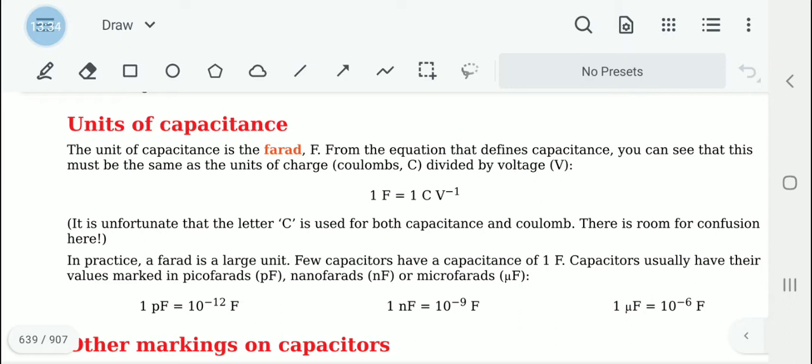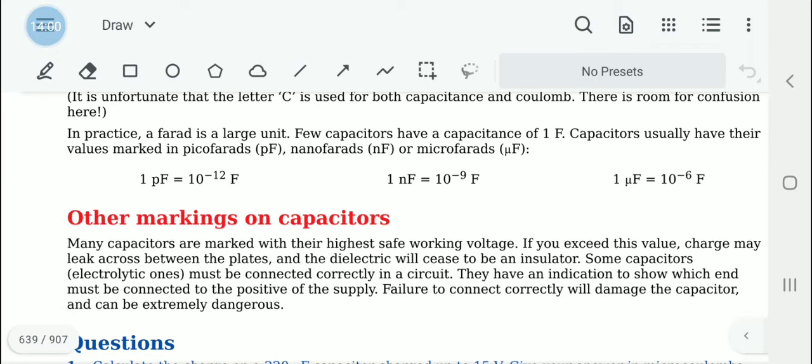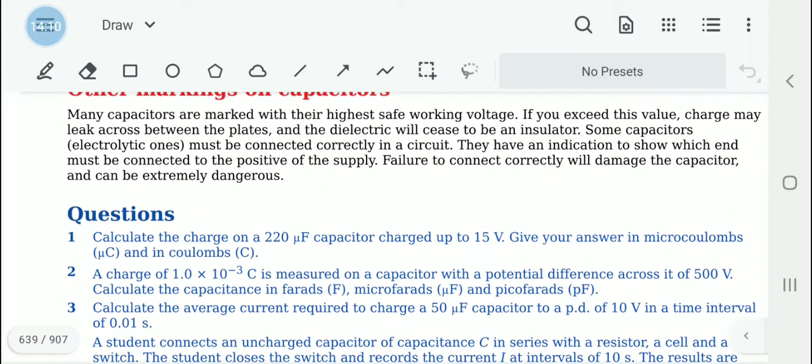Coulombs is also C. That is something you should not confuse yourself with. Then farad is a huge quantity, huge amount of charge actually. We don't use that much of a charge. So capacitors have either picofarads, nanofarads or microfarads. So pico means 10 to the power minus 12, nano means 10 to the power minus 9 farads, and micro means 10 to the power minus 6 farads. So that is another factor that you need to understand.